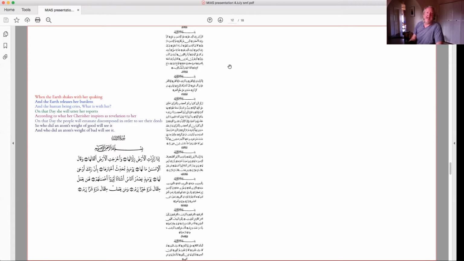This green one, then, is: on that day she will utter her reports. This brings him to the inspiration that all creative beings have a special face, and that special face receives revelation. And so the bees have special revelations, all creatures have revelations, and the earth has her revelation also. And then another one: beyond that day, the people will emanate discomposed in order to see their deeds. So the experience of having been in a group, and then society or the group will break up into pieces and go into different individual places, dispersing, in order to see what they have done, to have shown before them what they do.